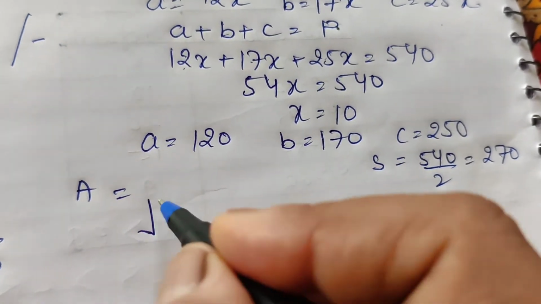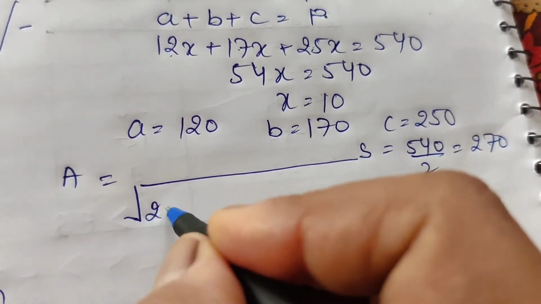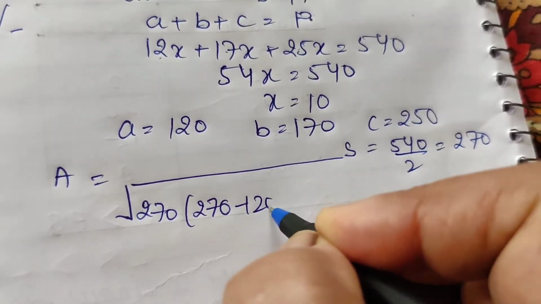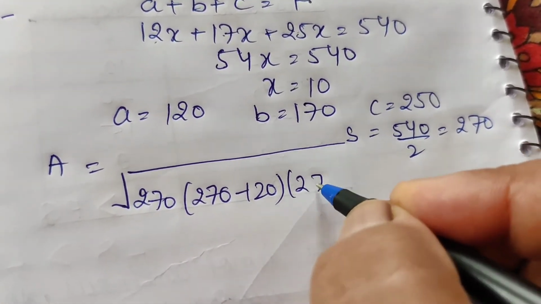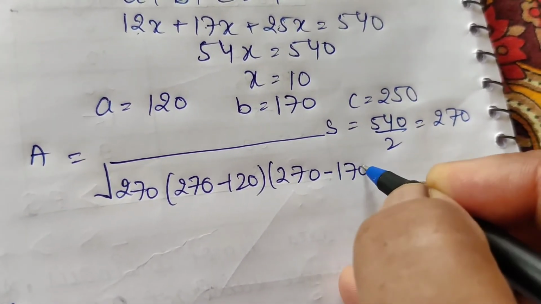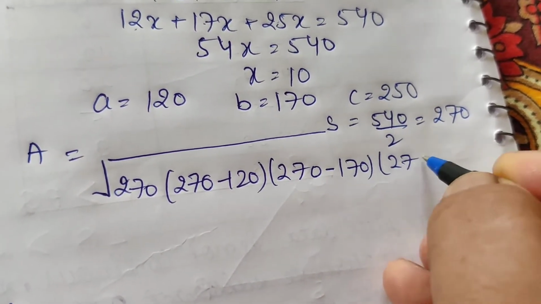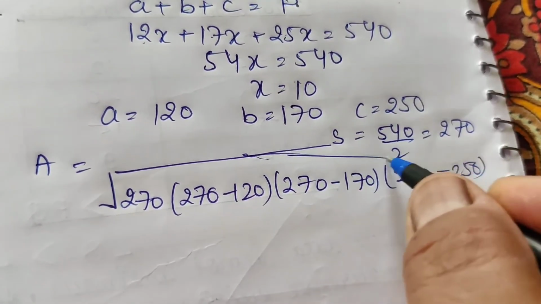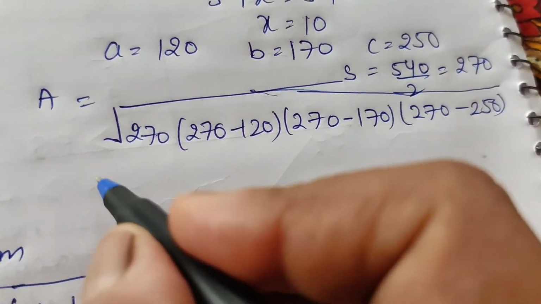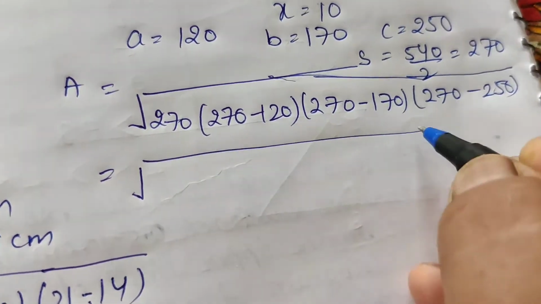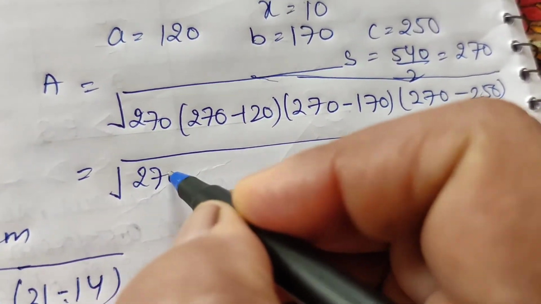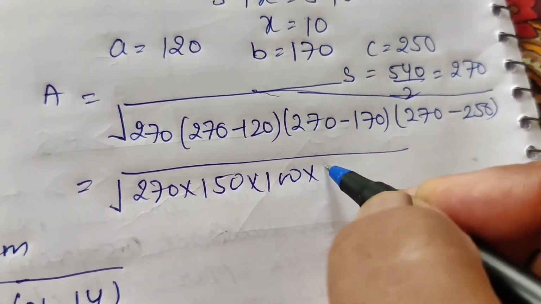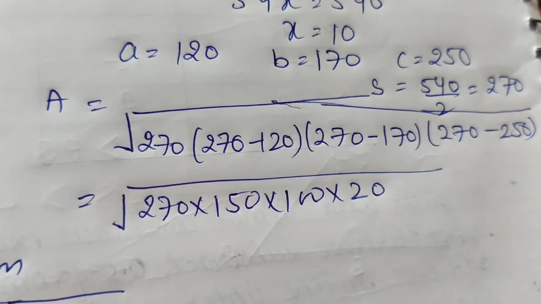Now area. 270 minus 120, 270 minus 170 and 270 minus 250. This is the under root. Now 270, 150, 100 and 20. Okay.